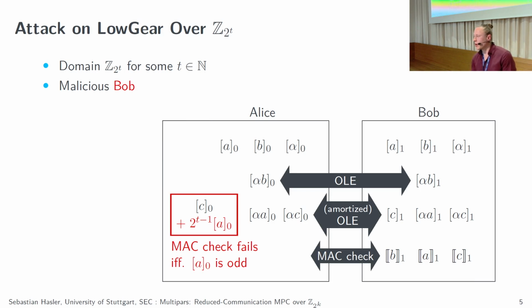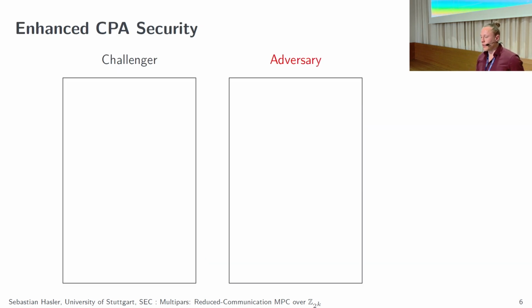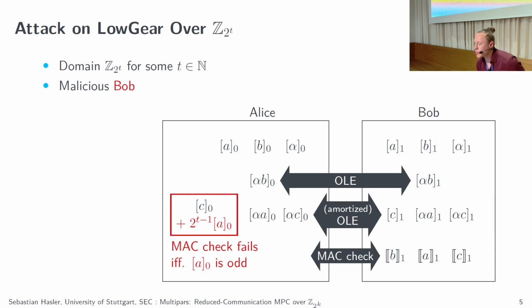So that means from the fact whether the MAC check fails or not, Bob now learns if A_0 is even or odd. But A_0 is Alice's share, so Bob is not supposed to learn something about it. And now the question is, where does this break in the proof of LowGear?